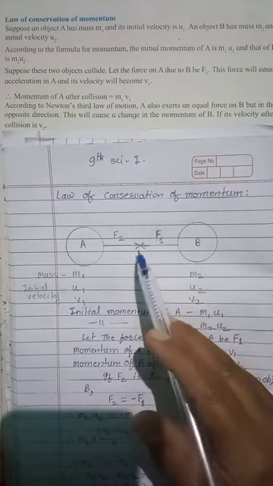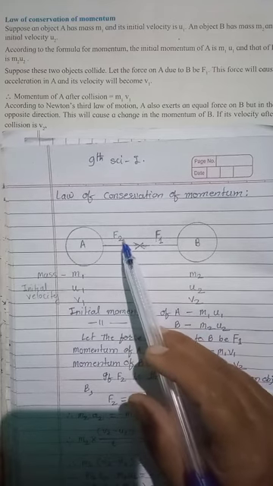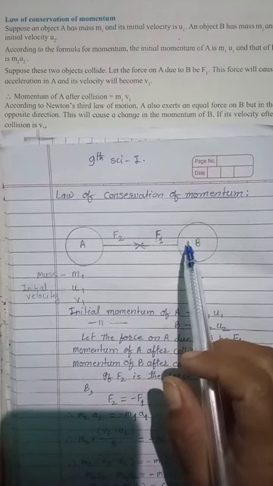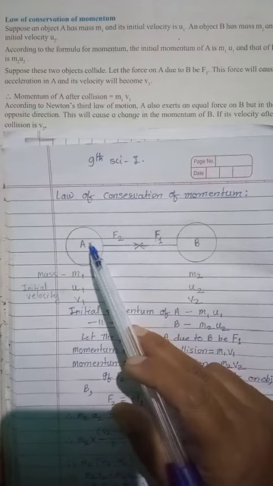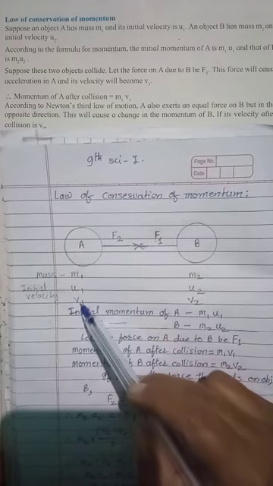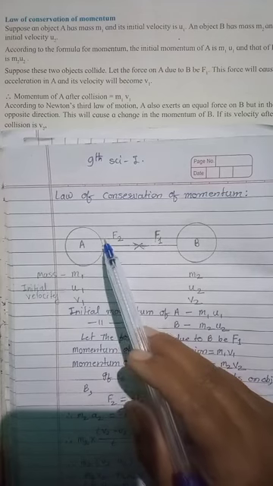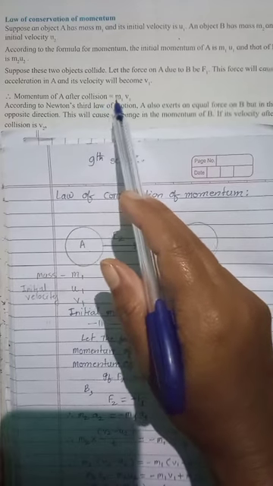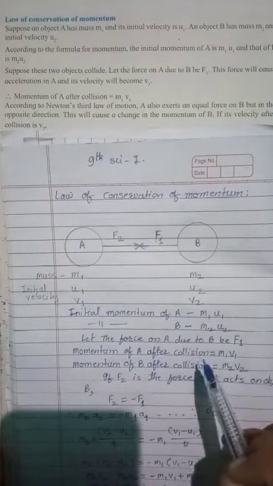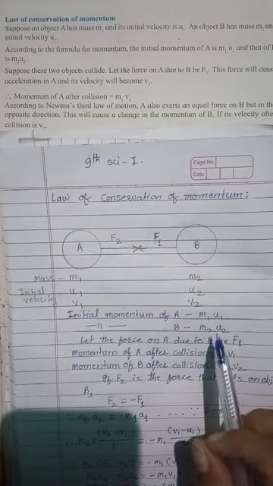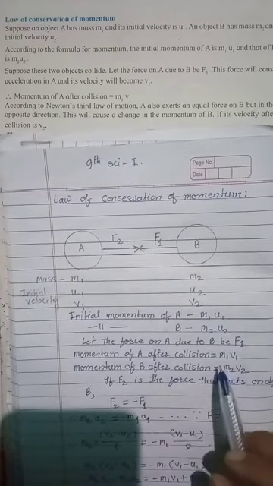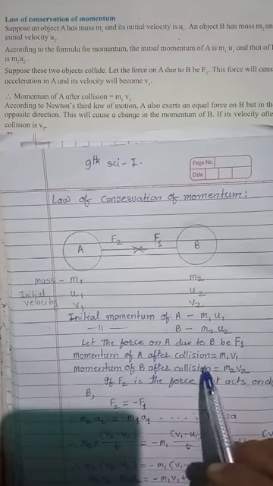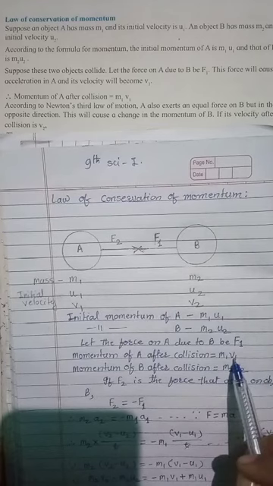Let the force on A due to B be F1. This force will cause acceleration in A and its velocity will become v1. Therefore, the momentum of A after collision is equal to m1 v1.